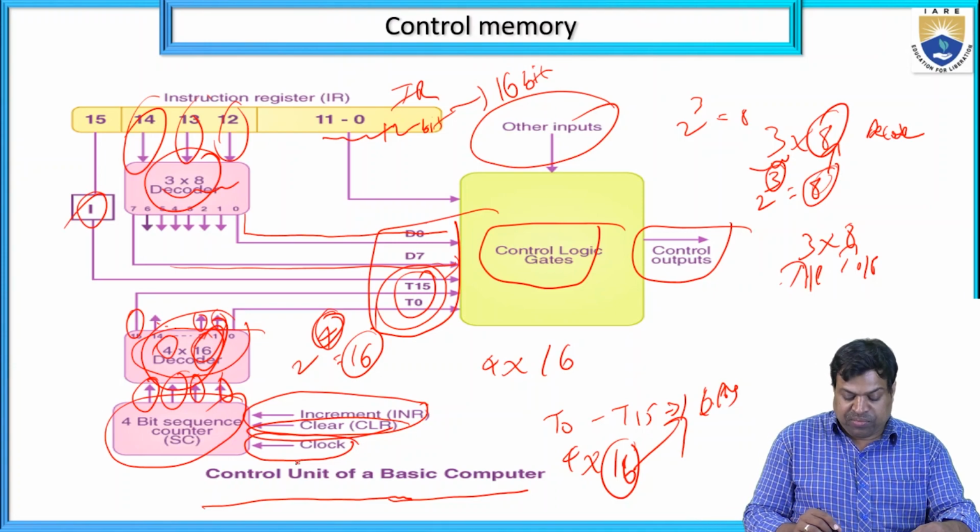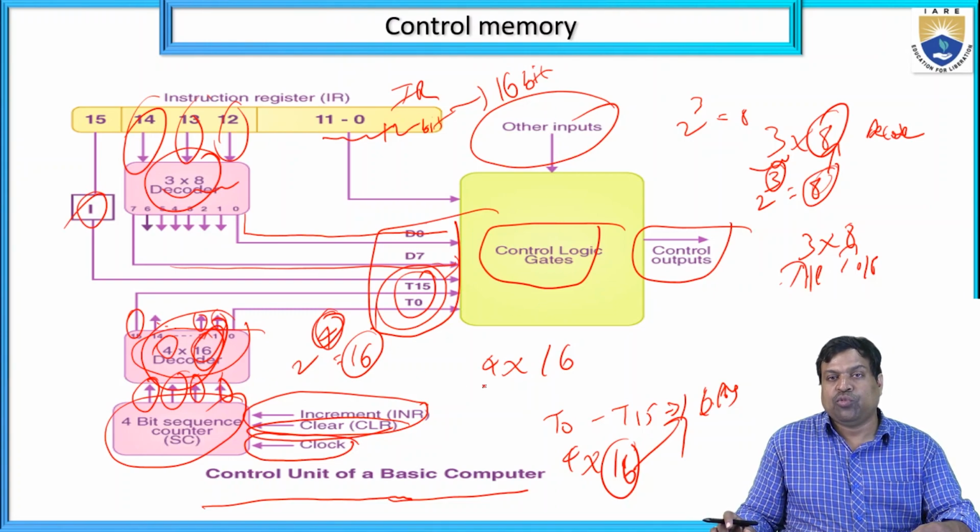Another 4 into 16 decoder is connected to the control logic gate. So 4 input lines and 16 output lines. 4 means 2 power 4 equal to 16 output lines. So the decoder is a 4 into 16 decoder, 2 power 4 equals 16, with 4 inputs and 16 output lines.